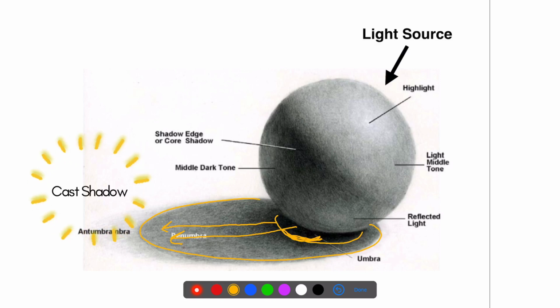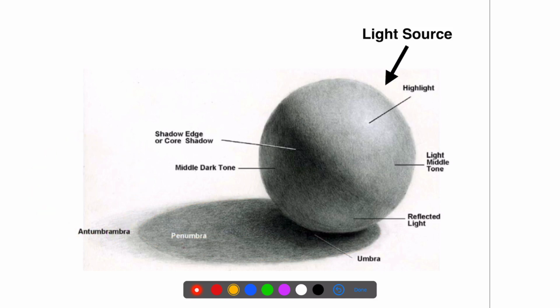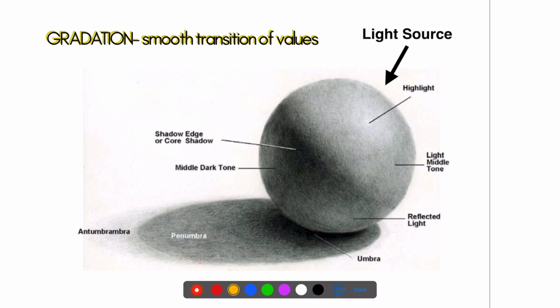from the form. One thing I want you to pay attention to is how the edge of the cast shadow diffuses really smoothly into the background. This is a great example of gradation, and that's going to be another requirement I'm going to need to see in the work. Gradation, remember, is a smooth transition of values from light to dark or dark to light.